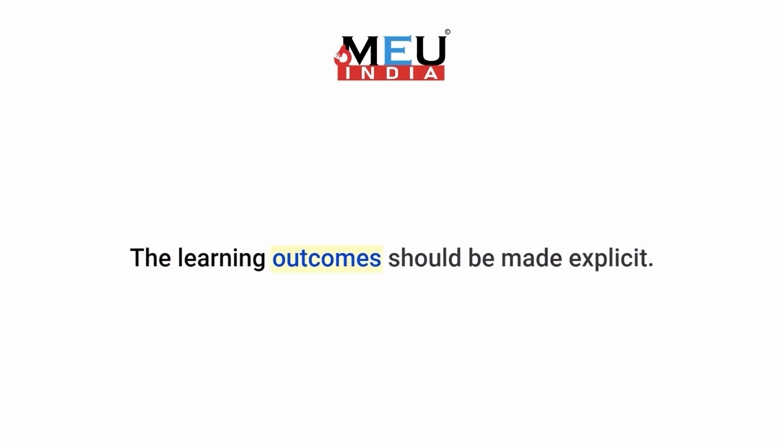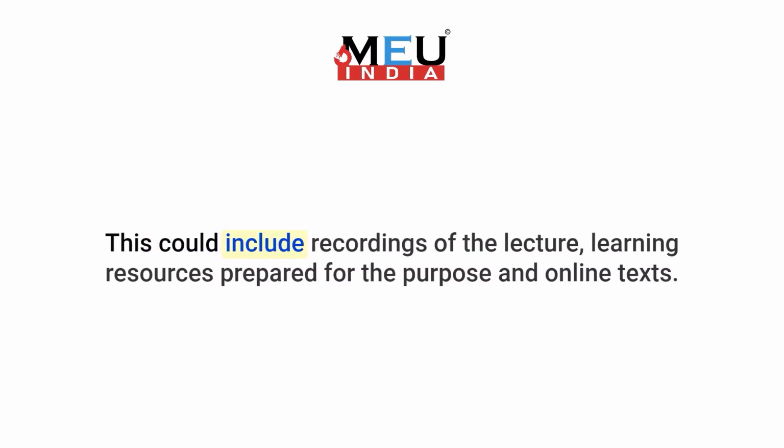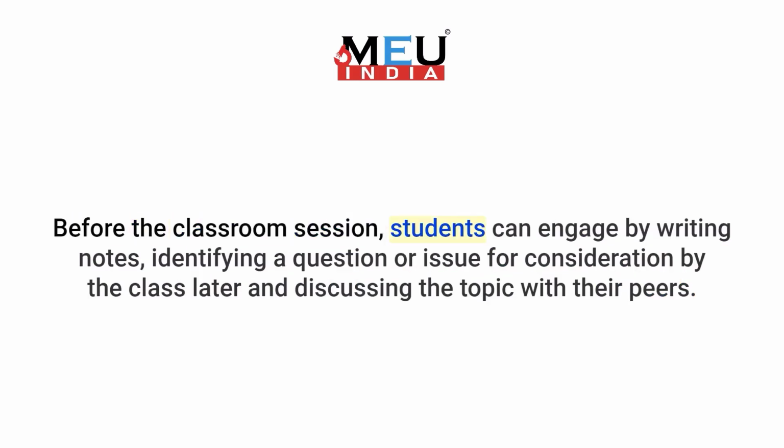The learning outcomes should be made explicit. Ideally, a choice of resources should be available to students. This could include recordings of the lecture, learning resources prepared for the purpose, and online texts. Before the classroom session, students can engage by writing notes, identifying a question or issue for consideration by the class later, and discussing the topic with their peers.